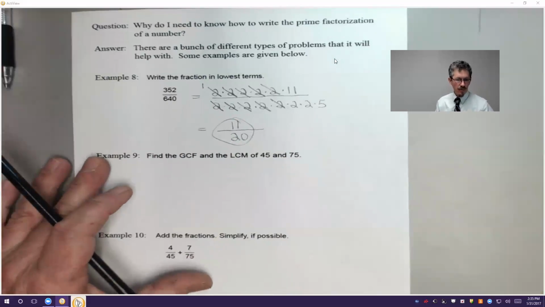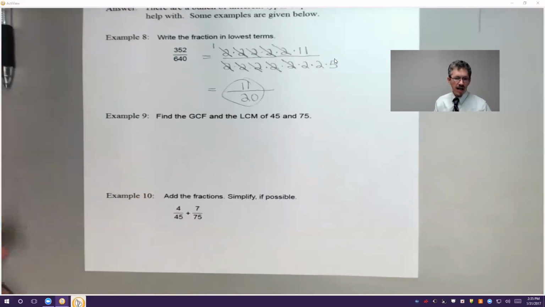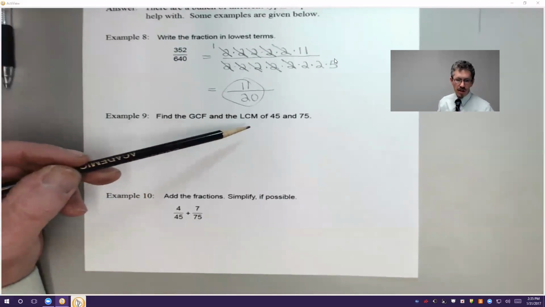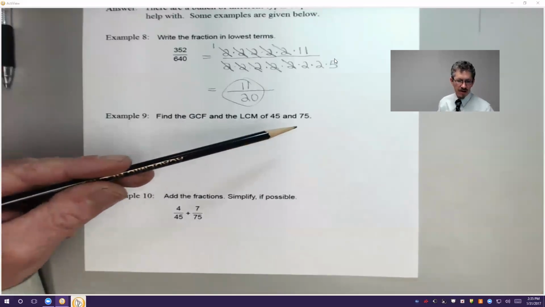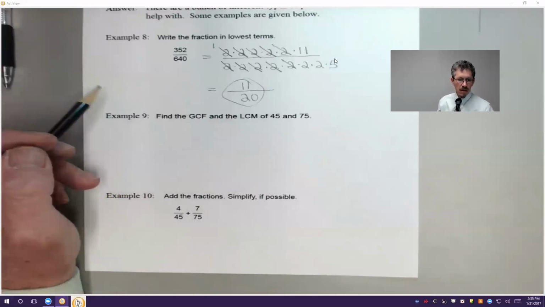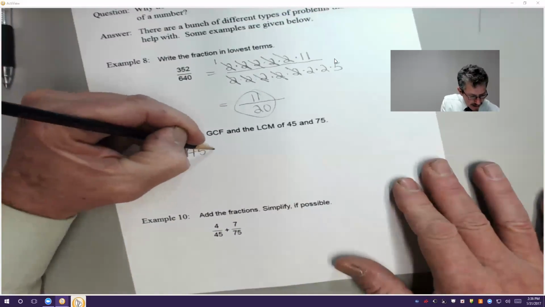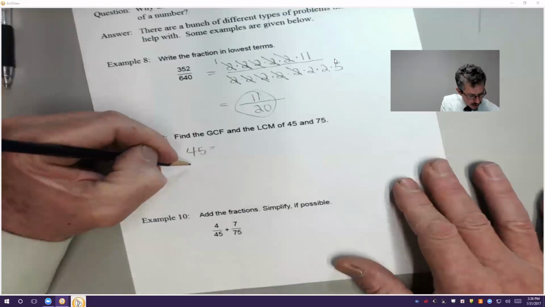That's one example. Here's another example, finding the GCF or greatest common factor and the LCM or least common multiple of 45 and 75. Okay, so we would start out by finding the prime factorization of each of our numbers that we're looking at.